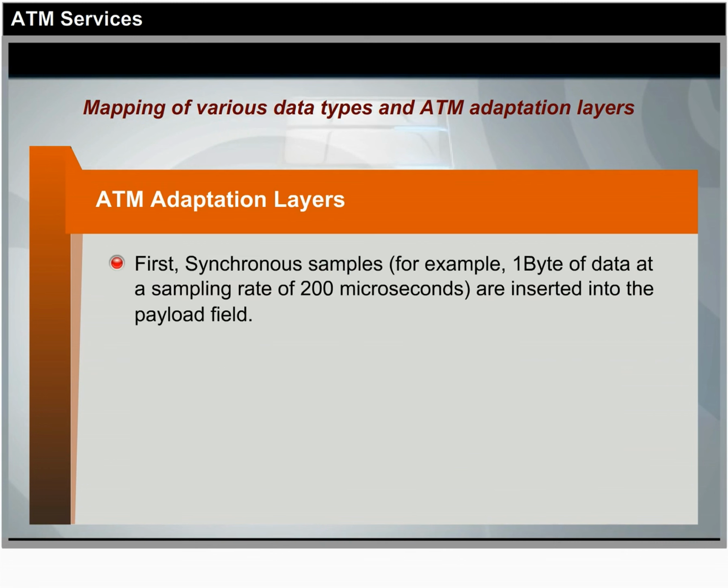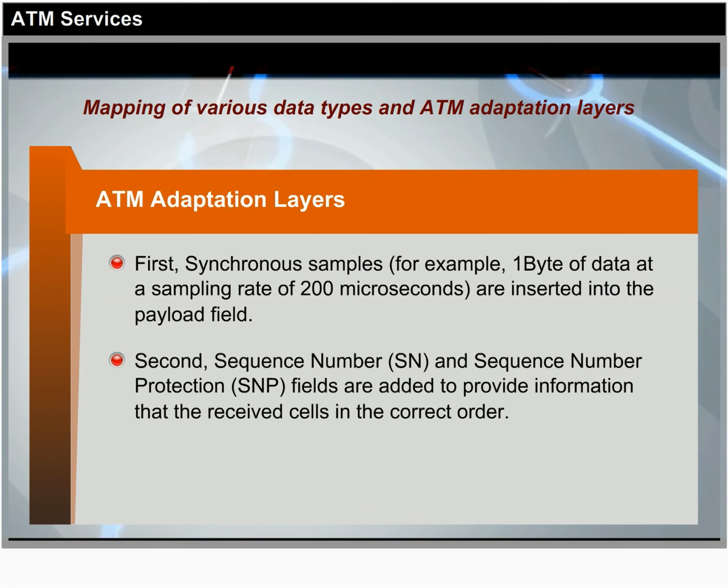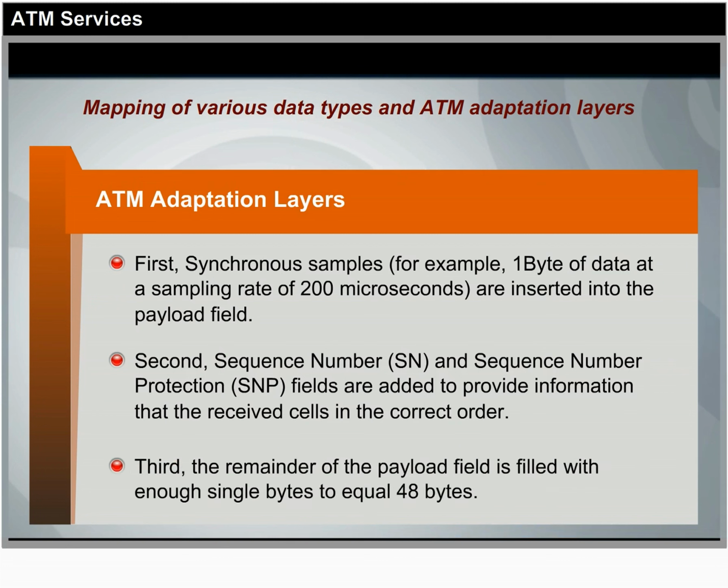First, a synchronous sample, for example 1 byte of data at a sampling rate of 200 microseconds, is inserted into the payload field. Second, sequence number (SN) and sequence number protection (SNP) fields are added to provide information that the receiving AAL1 uses to verify that it has received cells in the correct order. Third, the remainder of the payload field is filled with enough single bytes to equal 48 bytes.